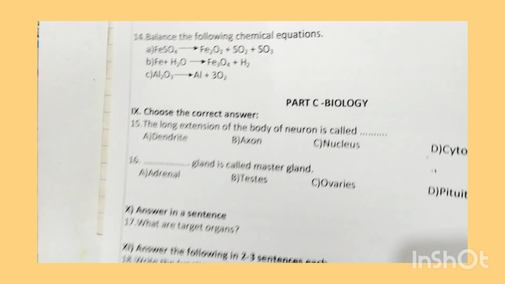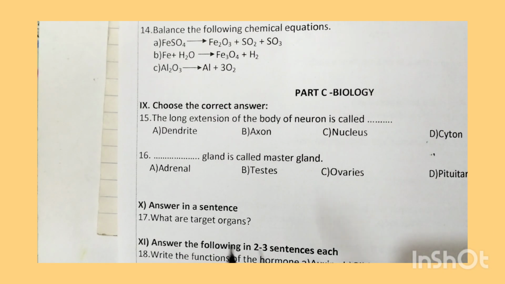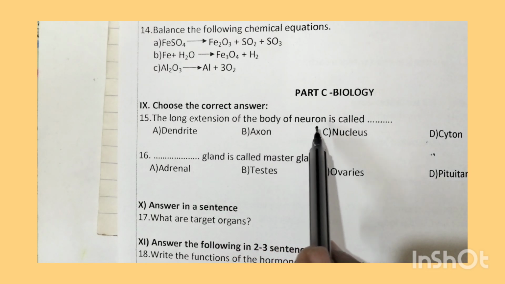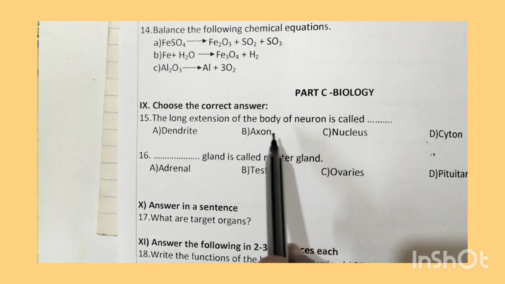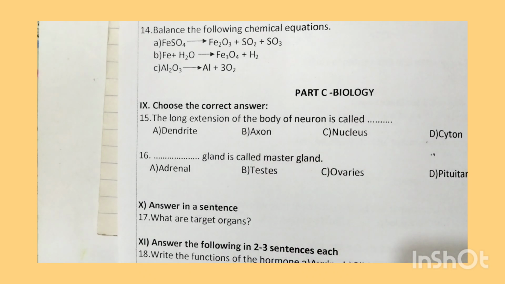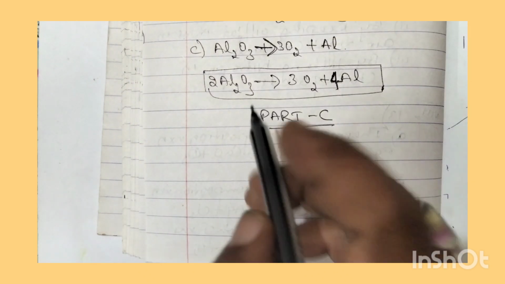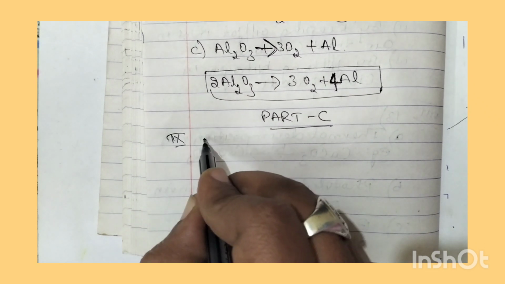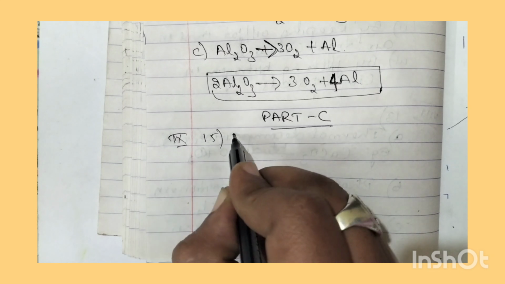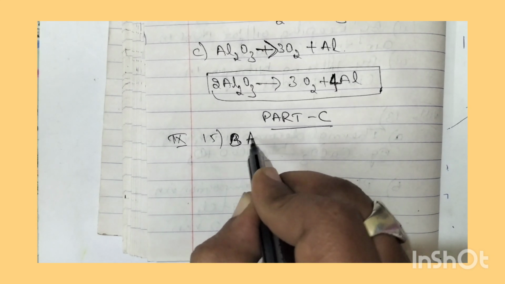So the first question in biology is: the long extension of the body of a neuron is called dendrite, axon, nucleus, or cyton. So the right option is option B, axon. The long extension of the body is called axon. So this is question number 15. So option B, it is axon.